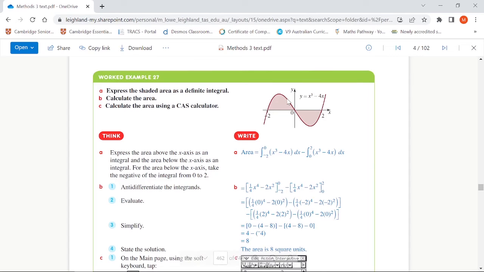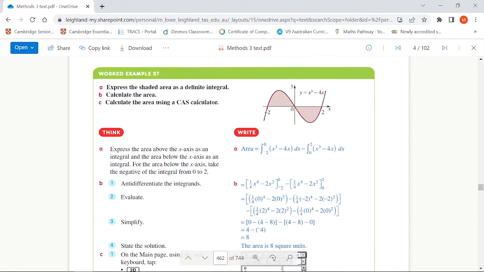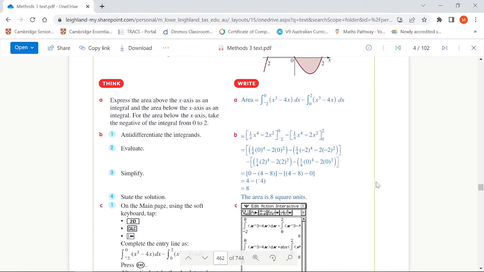Okay, so we can see that the left one here is positive, so just going from -2 to 0 of our function, x cubed minus 4x. And then the way that it's done here, well, this is a negative area, so we'll just go minus the integral from 0 to 2 of x cubed minus 4x, and then do the working and solve that.